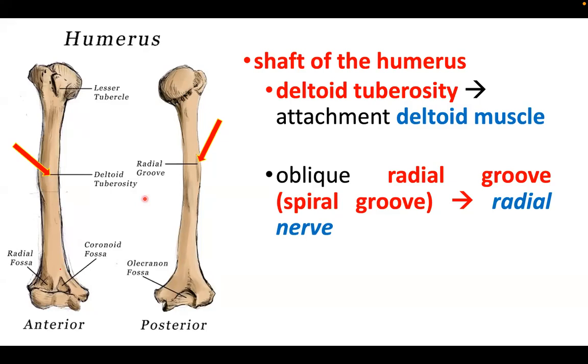Always remember the deltoid tuberosity serves as the site of attachment of the deltoid muscle, while the radial groove, as the name implies, is the groove where the radial nerve is going to pass. Now, please take note, the radial groove is oriented obliquely. This radial groove is also known as the spiral groove of the humerus. So please take note of this.